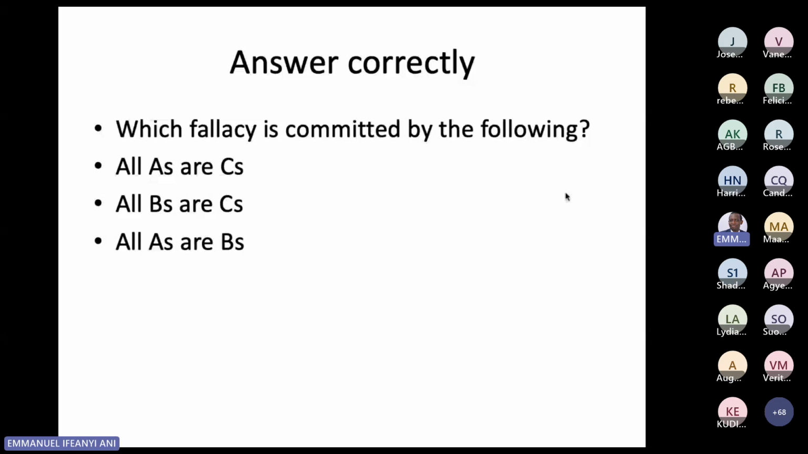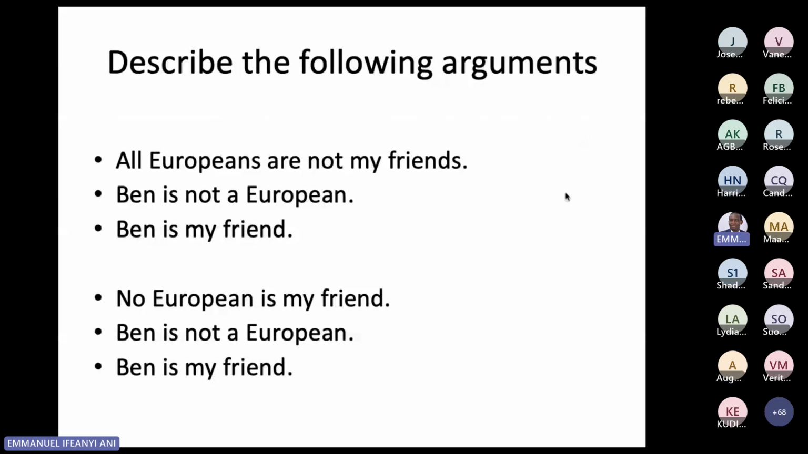Describe the following arguments. All Europeans are not my friend. Ben is not a European, therefore Ben is my friend. Or look at the second version. No European is my friend. Ben is not a European, therefore Ben is my friend. What kind of argument is it? Remember that two negatives combine to make a positive.